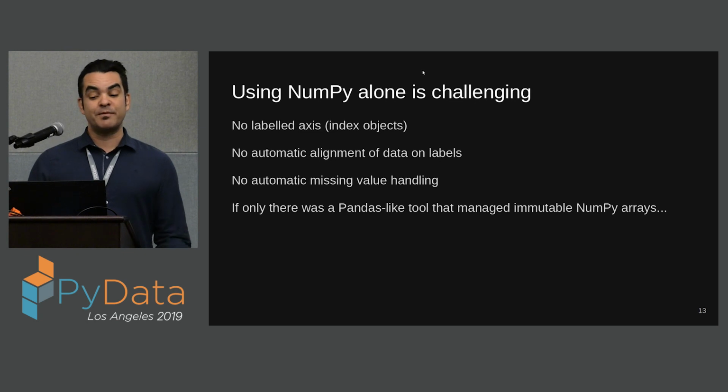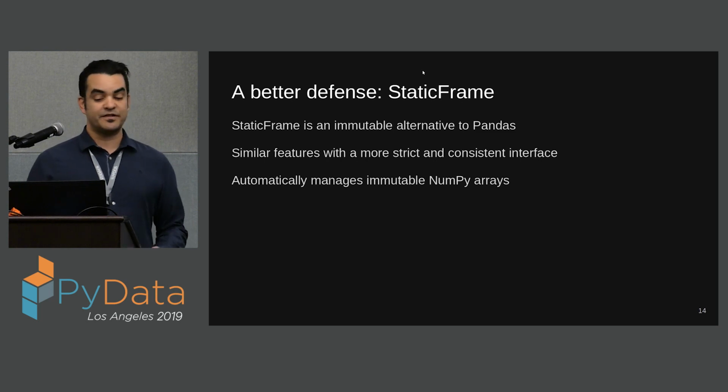However, using NumPy alone is challenging, as you all know. There are no labeled axes, automatic alignment of data on labels doesn't happen, there isn't good missing value handling, which leads one to consider if only there was a pandas-like tool that managed immutable NumPy arrays. And there is. It's called Static Frame. Static Frame is an immutable alternative to pandas. It has many similar features with a more strict and consistent interface, and what it does is automatically manage immutable NumPy arrays.